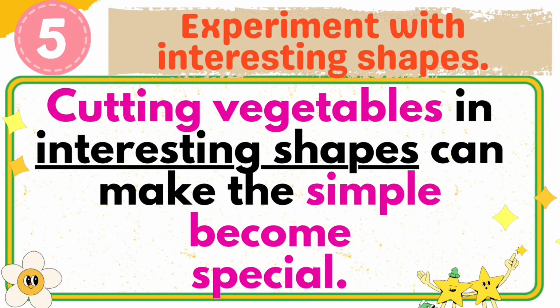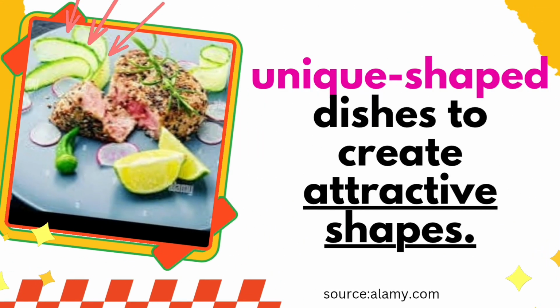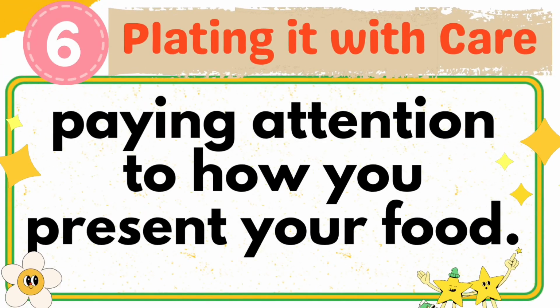5. Experiment with interesting shapes. Cutting vegetables in interesting shapes can make the simple become special. Use unique shaped dishes to create attractive shapes. 6. Plate it with care. Pay attention to how you present your food.